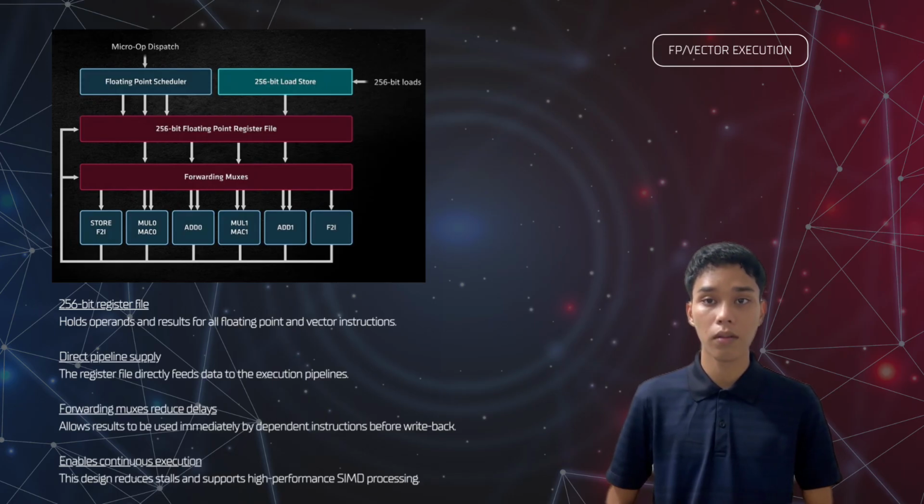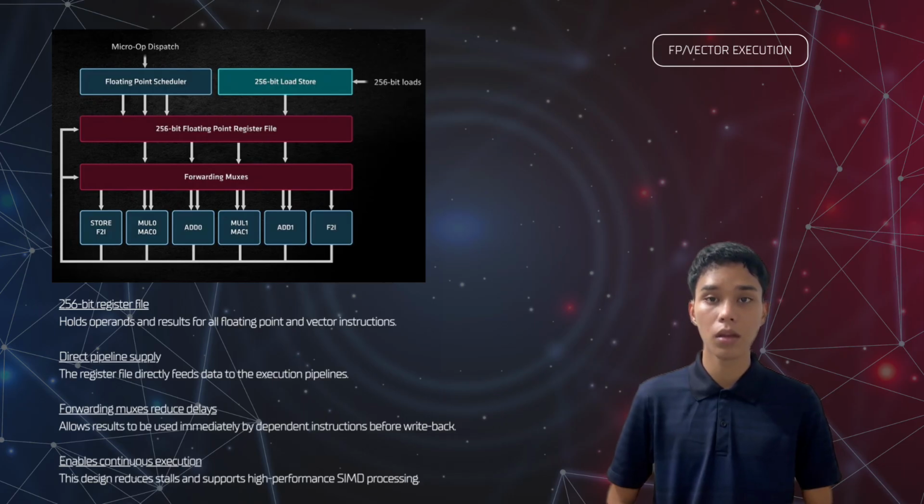A particularly clever feature is the forwarding mask, which reduces delay. This component allows results from one operation to be immediately available for the next dependent instruction, even before the result is formally returned back to the registers. This eliminates unnecessary waiting. Together, this feature enables continuous execution and significantly reduces pipeline stalls. This means the CPU can maintain high performance even when processing complex sequences of dependent floating point operations.